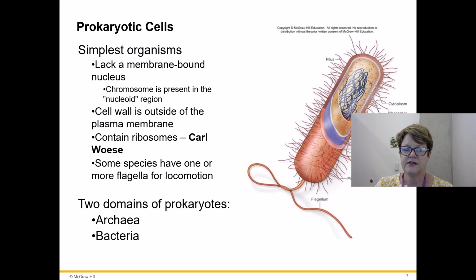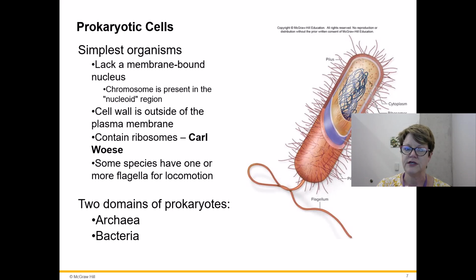And the cell contains ribosomes. We said all cells contain ribosomes, so that's on this list. Ribosomes have what we call ribosomal RNA as a part of their structure. There was a scientist, Carl Woese, who studied the ribosomal RNA of different organisms, and he found that there are very different types of RNAs that help us to classify organisms. By studying the ribosomal RNA, we've been able to come up with a much better way of classifying organisms. And then some species have flagella or other extensions that help them move.